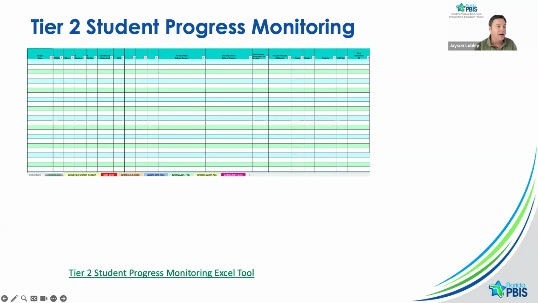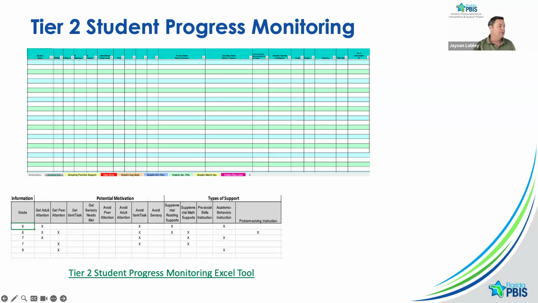All right, so Carrie, here's your Tier 2 student progress monitoring Excel tool. This is a great tool that we share out with a lot of our school districts. It's on our webpage and our LiveBinders. So in this section of this progress monitoring tool, you can enter student information, the primary concerns, secondary needs, grade levels, all of that. Really get into the specifics about each student and their interventions.